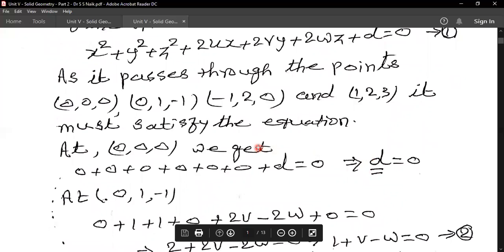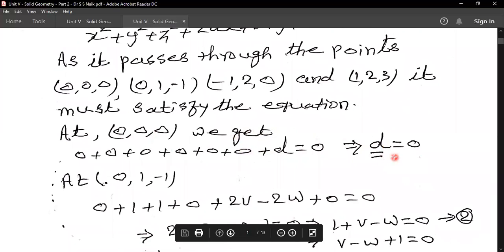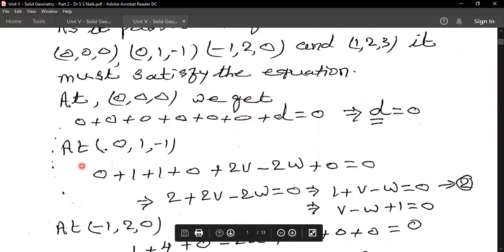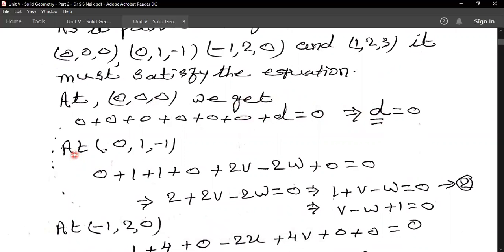So therefore the point 0, 0, 0 has given us one variable, that is d is equal to 0. So one variable is known to you, d is equal to 0. Then we'll take the second point. What is the second point?